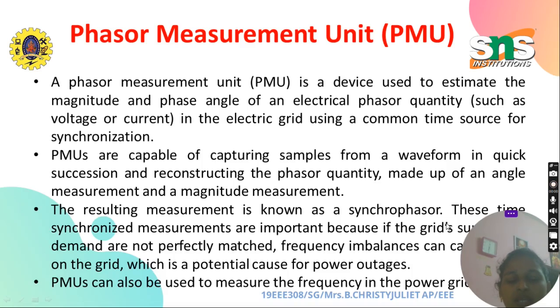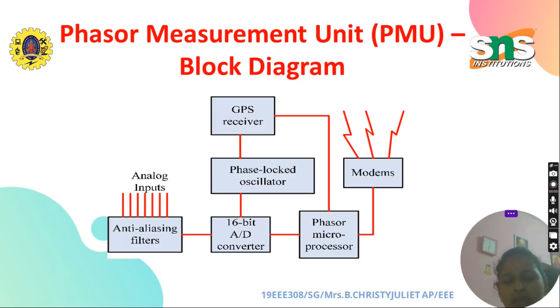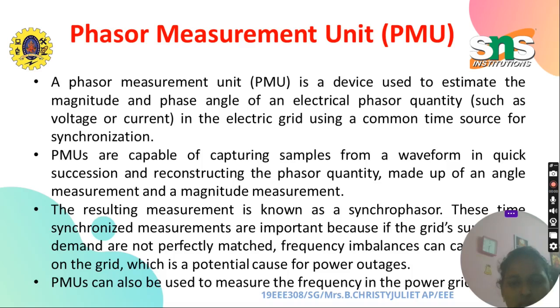PMUs can also be used to measure the frequency in the power grid. The basic parameters for synchronization are the magnitude of voltage, phase angles, and frequency. These have to be matched to synchronize any two devices through a common grid, and they will be continuously monitored through these phasor measurement units.